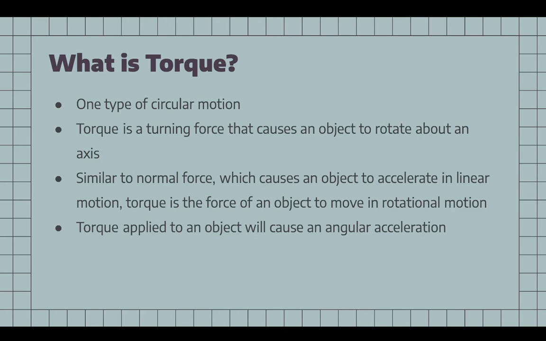Now, what is torque? Torque is a type of circular motion. Other types of circular motion include centripetal motion and radial motion. Torque is a turning force that causes an object to rotate about an axis, similar to normal force, which causes an object to accelerate in linear motion. Torque is the force of an object to move in rotational motion. Torque applied to an object will cause an angular acceleration. In short, torque basically is how hard you rotate something.